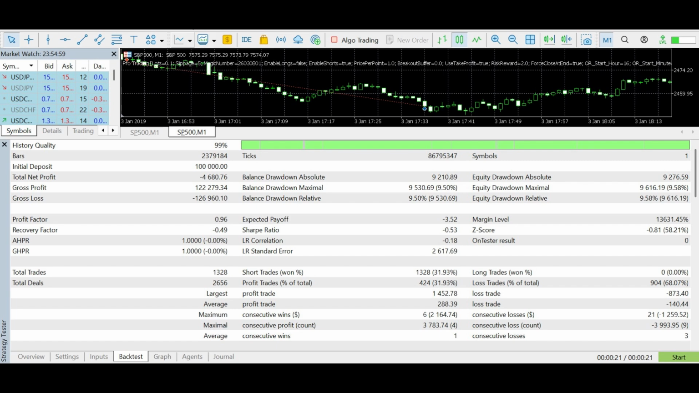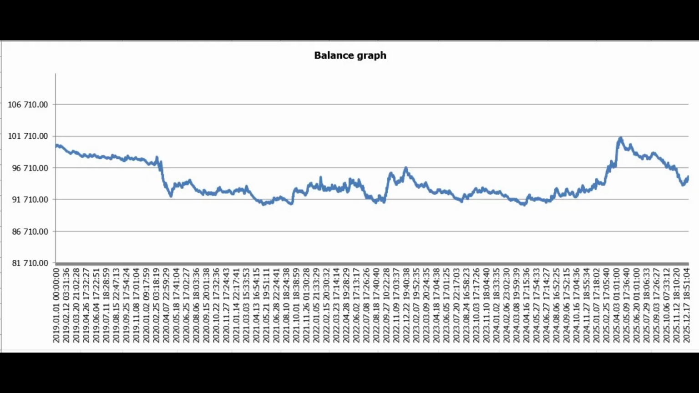still finished negative. The expected payoff was negative $3.52 per trade. That means on average, every trade lost about $3.52. The equity drawdown was about 9.58%, and the maximum losing streak was 21 losses in a row. Looking at the balance graph, we can see the account did not finish higher overall. There were some recovery periods, but overall, this version finished negative.